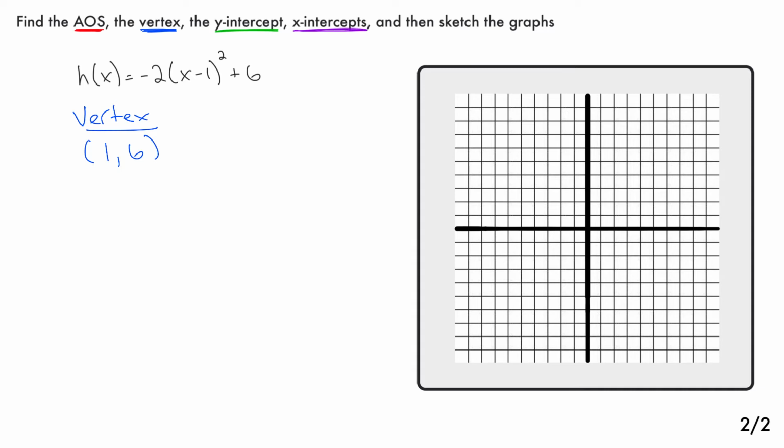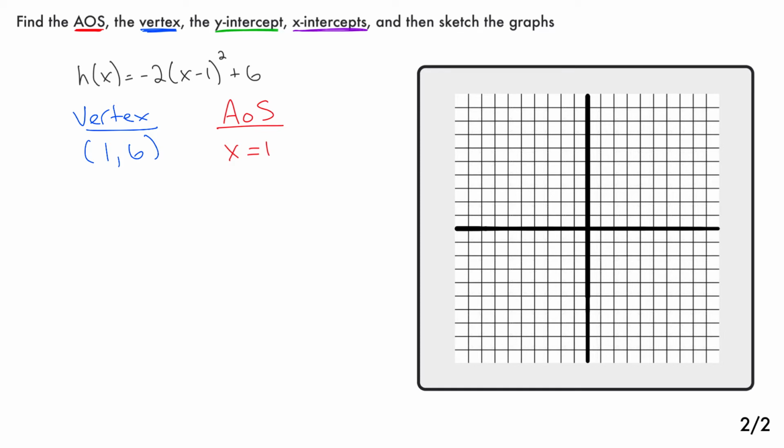Additionally, if you recall, the axis of symmetry has to go through the vertex, or a better way of saying it is the vertex has to be on the axis of symmetry. So we also know the axis of symmetry. It is the x value of the vertex. x equals 1.